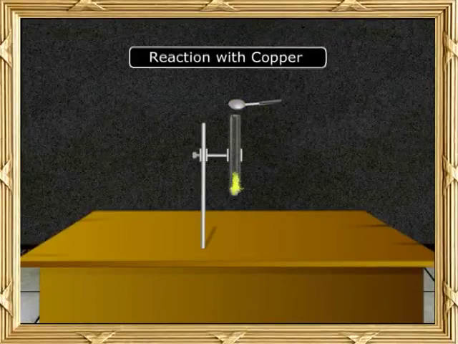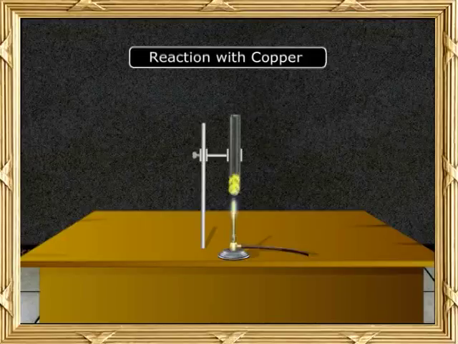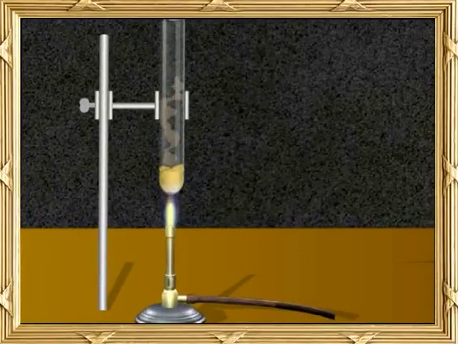Now, let's look at another metal's reaction with sulfur. Let's pick copper and experiment. Now, take a little sulfur powder in a test tube and heat it. See, it melts and changes into brown liquid. When it boils, sulfur vapors are coming out.